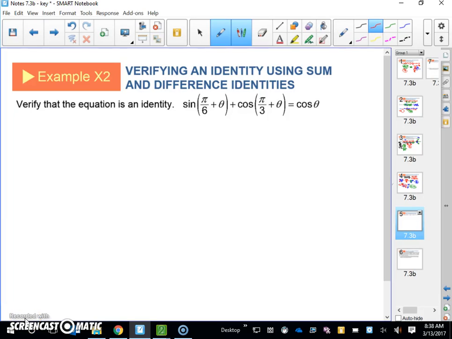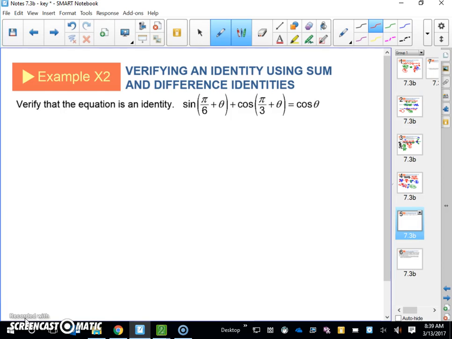Example X2, verify this equation is an identity. Well, one of the hints that we always do is start on the more complicated side. I think it's pretty obvious that the left side is the more complicated side. And so you look at that, and it says sine of a sum.